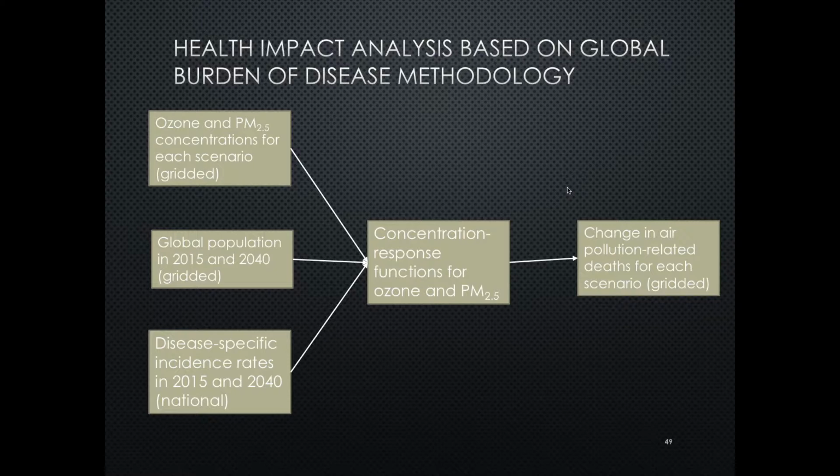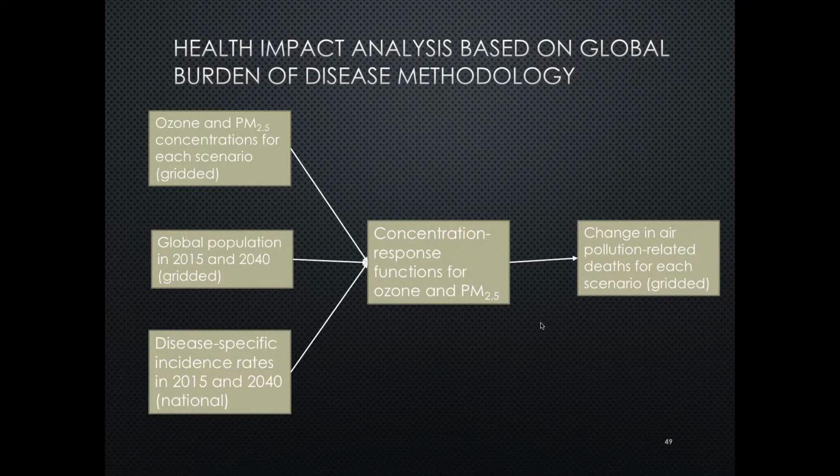So in a way, this methodology has been developed over decades in regulatory contexts, and recently it's been extended to global scales as well. So to do this, we combine information from different sources on ozone and PM2.5 concentrations for each scenario, which are gridded and developed from the GEOS-Chem model that Devin showed. We combine that with global population in 2015 and in 2040, which is also gridded at a fine resolution. And then we also combine it with these disease-specific incidence rates in 2015 and in 2040. So how many people each year are dying from stroke, ischemic heart disease, lung cancer, and chronic obstructive pulmonary disease, for example. And those we have at a national scale for every country of the world.